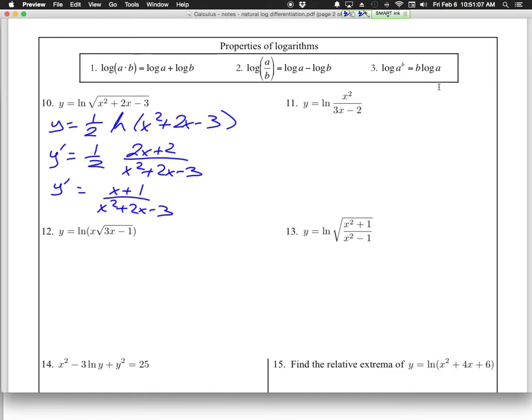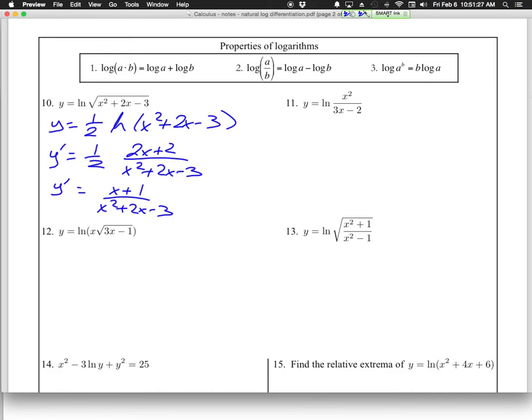What would I have had to have done if I didn't move the 1/2 to the front to take the derivative? Chain rule. I'd have to do 1 over the radical, and then what would I have to do? Find the derivative of the radical, which gets pretty messy. So obviously you see that this is a better way to do it.